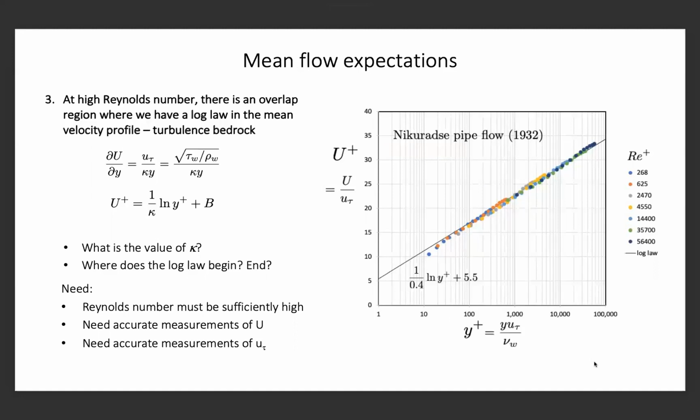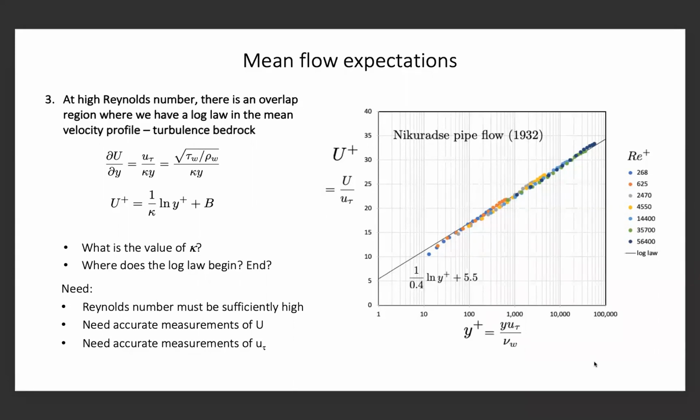If so, what do we expect about the mean flow? Well, there's a sort of turbulent bedrock called the log law. It's argued that if you go to a high enough Reynolds number, there is a region of overlap between the inner and outer length scales. And in that region, the only length scale that can matter is the distance from the wall.